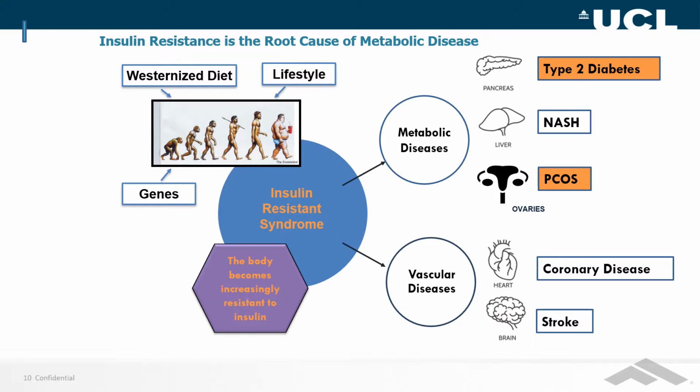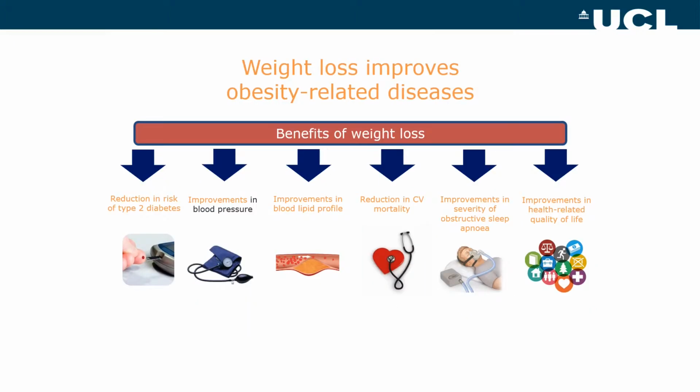Just focusing on metabolic diseases for a second, we know that this stems from insulin resistance brought on not just by lifestyle, but our westernized diet and also biology. And as the body becomes more and more resistant to insulin, we develop this insulin resistance syndrome, which will lead not just to metabolic diseases such as type 2 diabetes and fatty liver, but also infertility through polycystic ovary syndrome, and indirectly to vascular diseases and stiffening of coronary arteries, leading to ischemic heart disease, but also cerebrovascular disease.